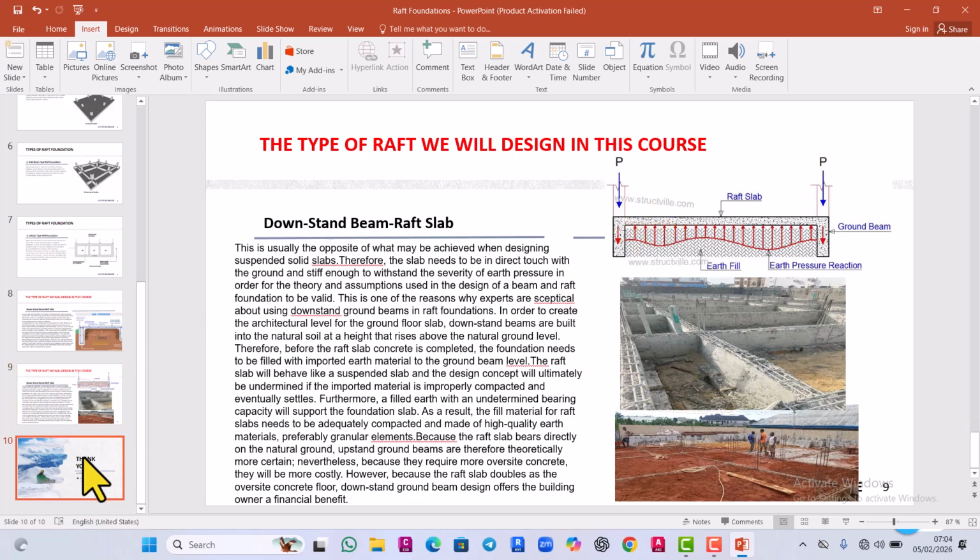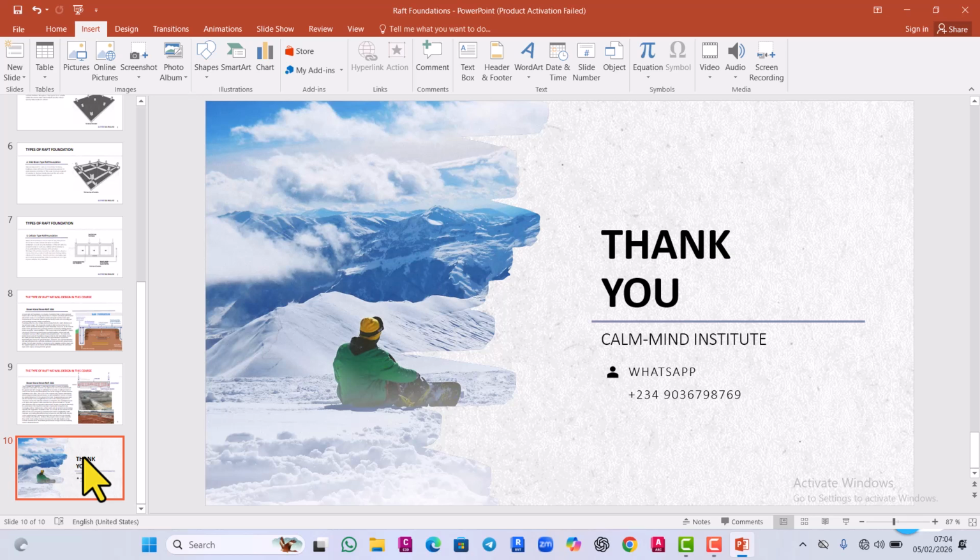Okay, so hope we understood up to this level. So in case of any questions, you can reach out to me. So the main thing here is that we have known the different types of raft foundation, what raft foundation is, and the one we will be designing in our course. So we know the working principle. We're just going to model our beam, then model our slab, then we design. All right.